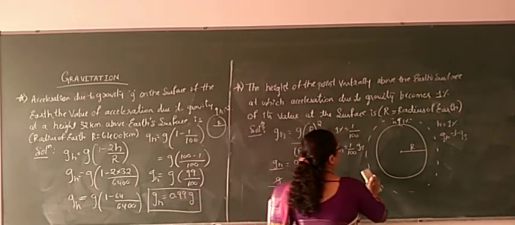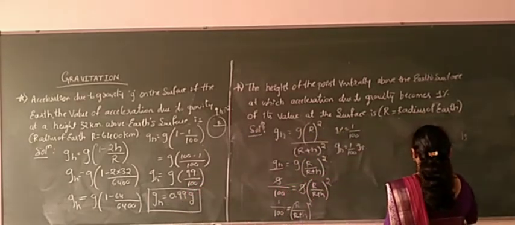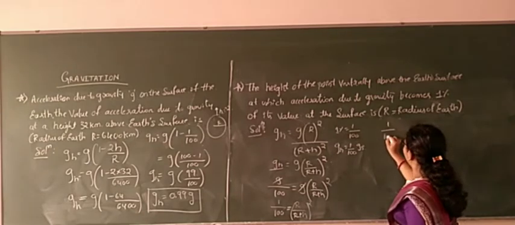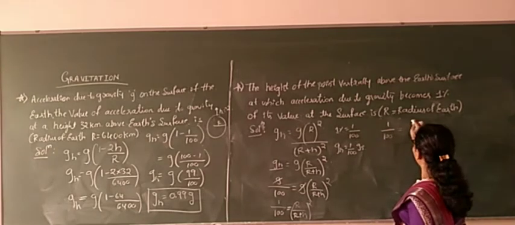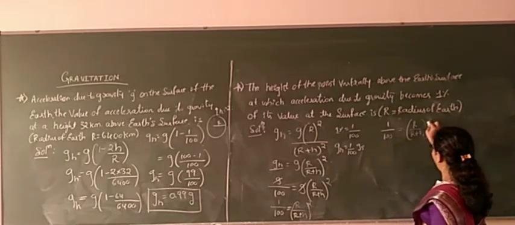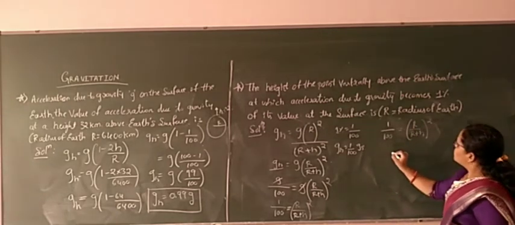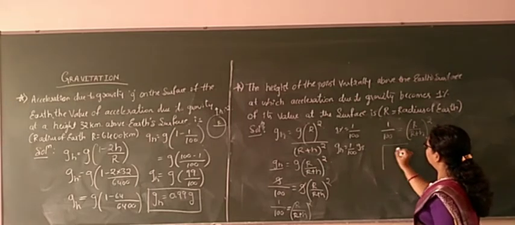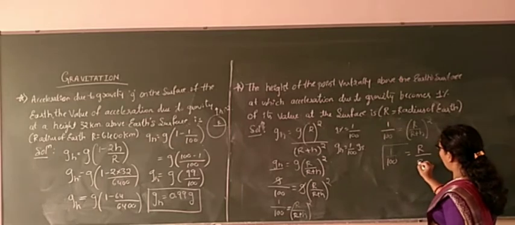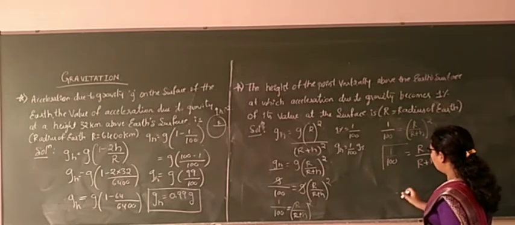Right? Now what will be the next step here? So 1 divided by 100 is equal to r by r plus h whole square. Right? So I will take the root here. So the root of 1 by 100 is equal to r by r plus h. Now what will happen?